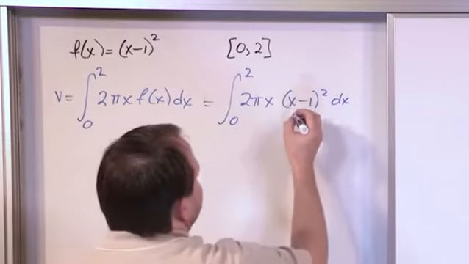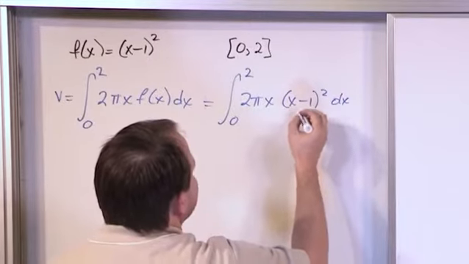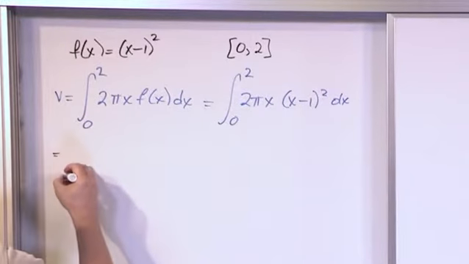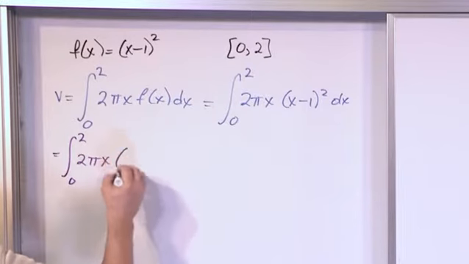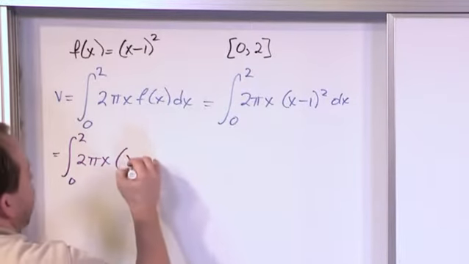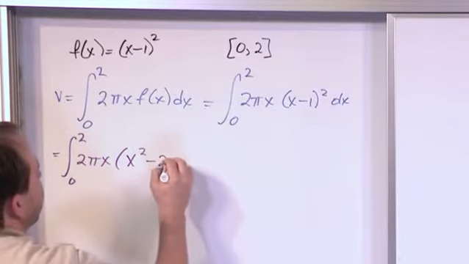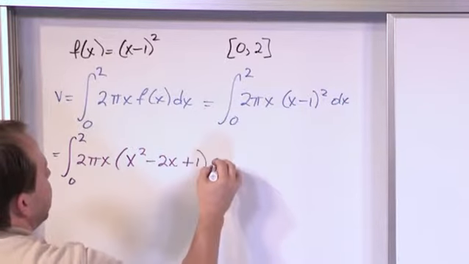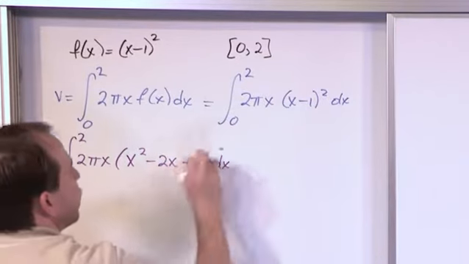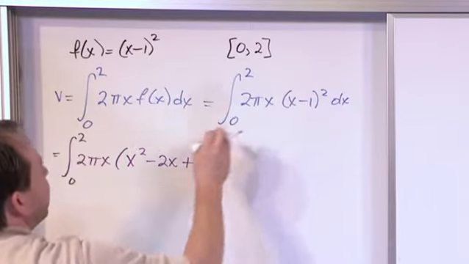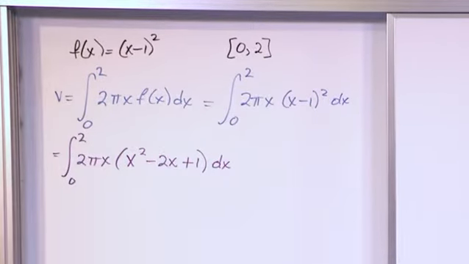So first thing we notice is we have this whole thing squared. This is going to be reflected in the following steps. So we have 0 to 2, 2 pi x, and then we have this guy. So it'll be x squared minus 2x plus 1 dx. You have the first term squared, you have the last term squared, the middle term is 2 times the first term times the second term, and there you go.